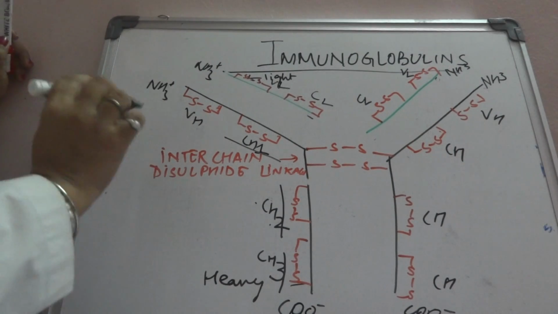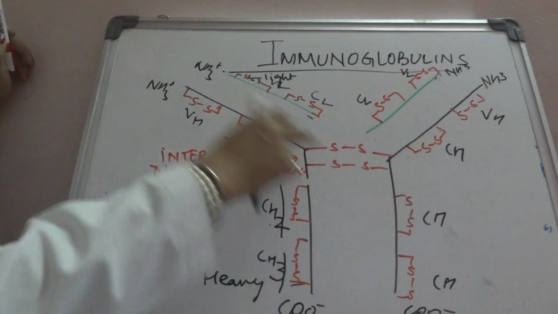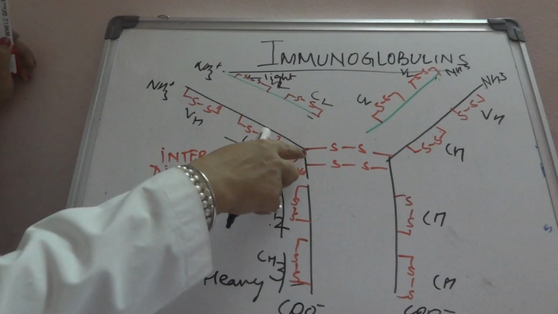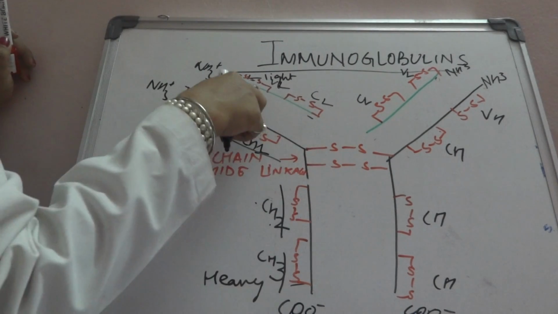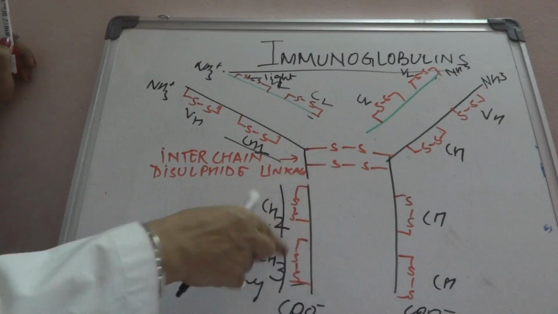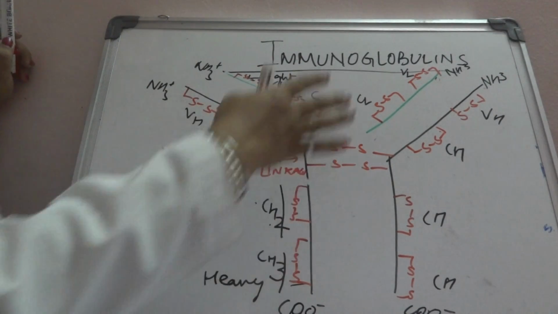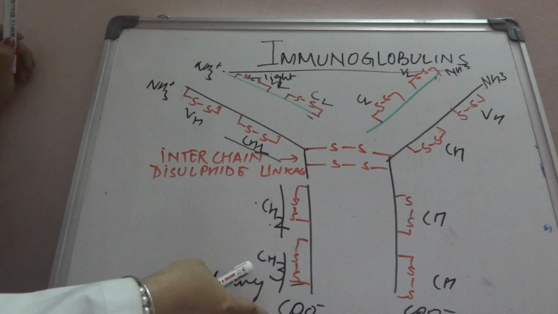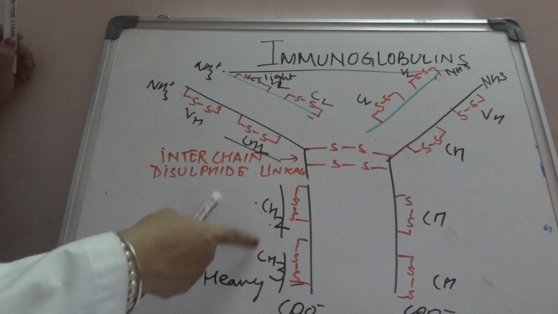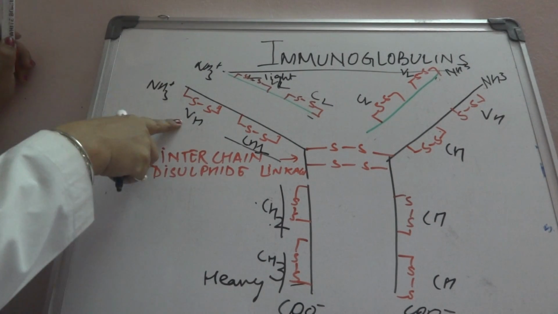This much is done. So there are 2 heavy chains, there are 2 light chains. There is an interchain disulfide linkage, and an intra-chain disulfide linkage is present. This is the way the heavy chain is done. When there is a carboxy terminal, it is a constant region, and when there is an amino terminal, it is a variable region.